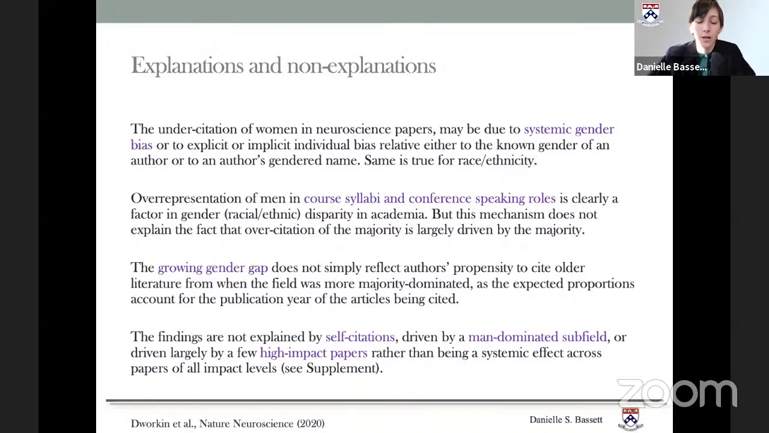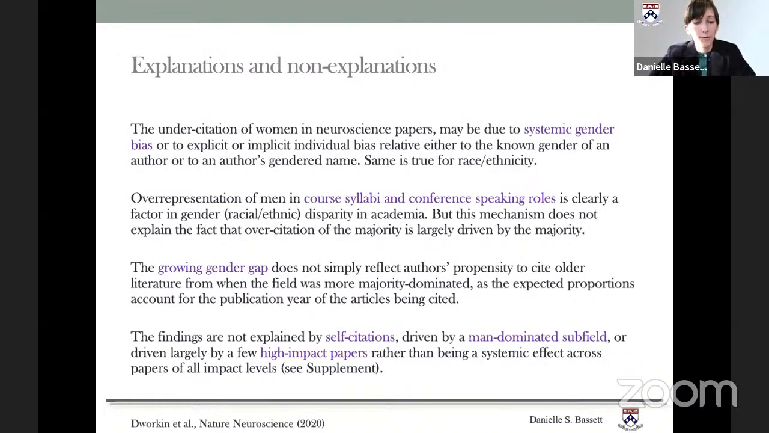I want to note a few explanations and non-explanations here, just to make sure we're all on the same page. First, the undercitation of women in neuroscience papers may be due to systemic gender bias or to explicit or implicit individual bias relative either to the known gender of an author or to an author's gendered name. We don't always cite people we know. We often cite people who we don't know. And the same is true for race and ethnicity, and I'll show you that in a minute.